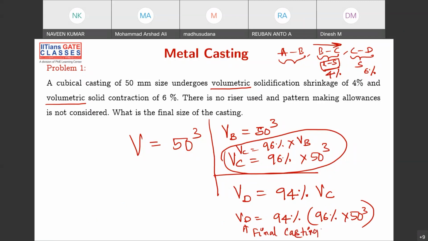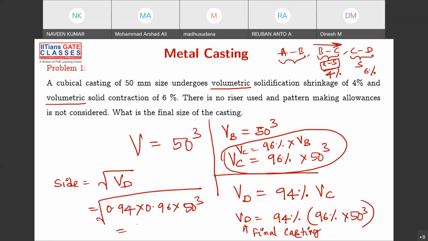Final casting. So, it is asking for size. What is size? Size means side. Side is nothing but the square root of the volume at D. That is 0.94 into 0.96 into 50 cube, under the root. Then you calculate and some answer will come, and that is the side of the casting, the final size of the casting.